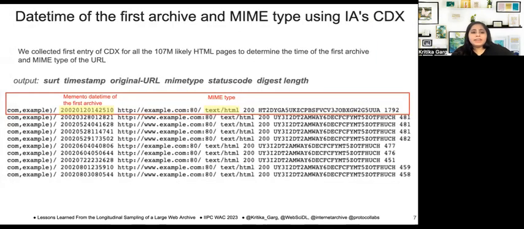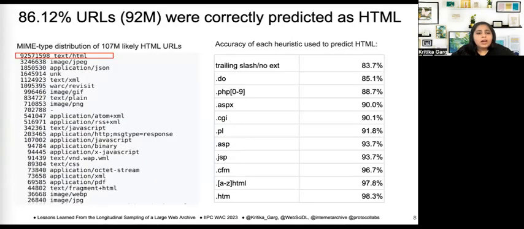Then we collected the very first entry of CDX for all 107 million likely HTML pages. This gave us the first time the URLs were archived and their MIME type. For example, looking at the first entry of the TimeMap of example.com, we can tell that it was first archived in 2002, and we can see that it's an HTML page as its MIME type is text/html. So once we had this first CDX entry for all the URLs, we saw how well we performed and predicted the HTML pages based on the extensions.